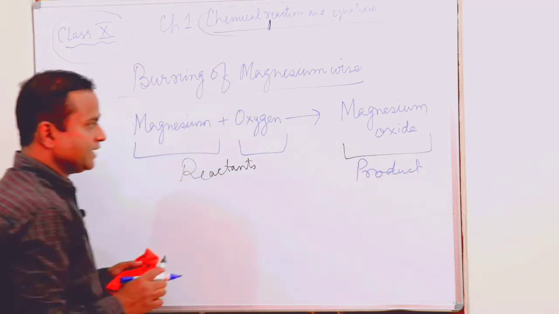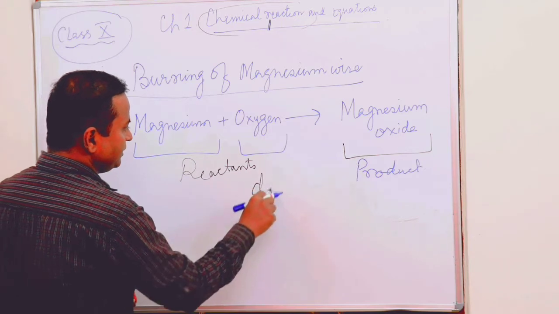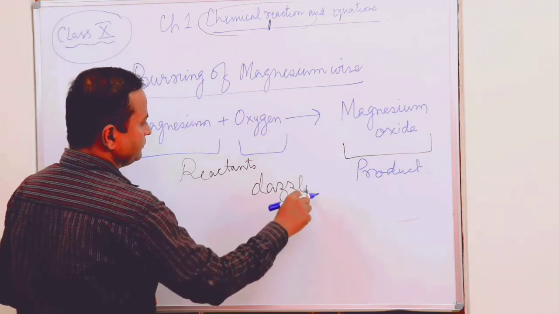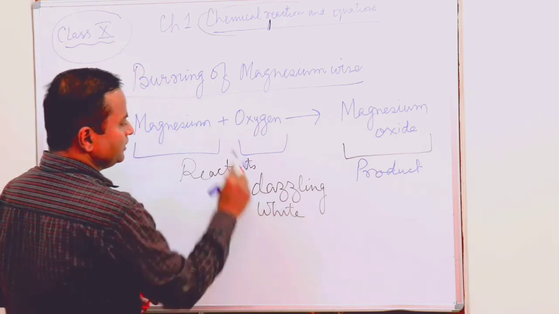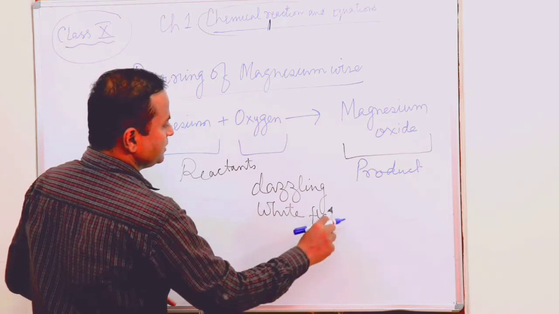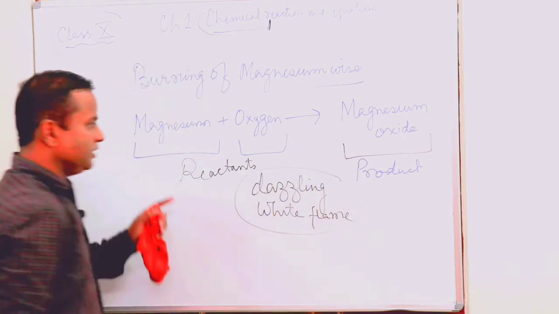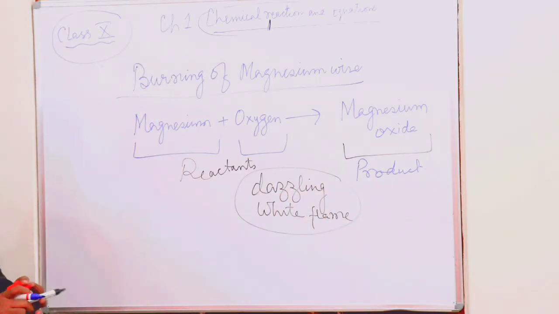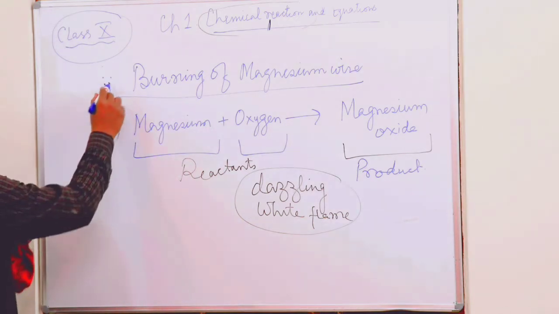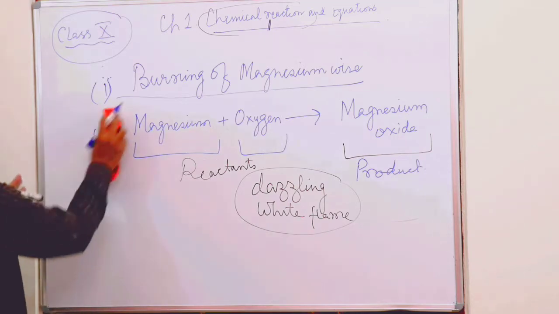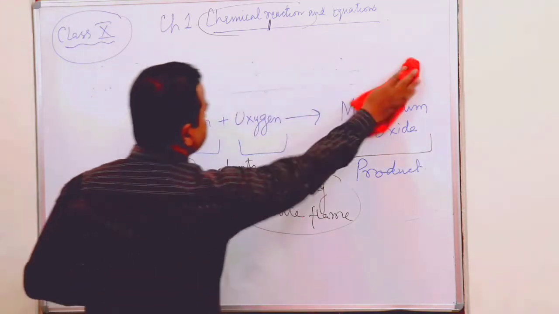Now you know this reaction, when this reaction occurs, it burns with a dazzling white flame. Whenever this reaction occurs, magnesium will burn with a dazzling, shining white flame. This is a characteristic of this reaction. So this is one example, that is burning of magnesium.